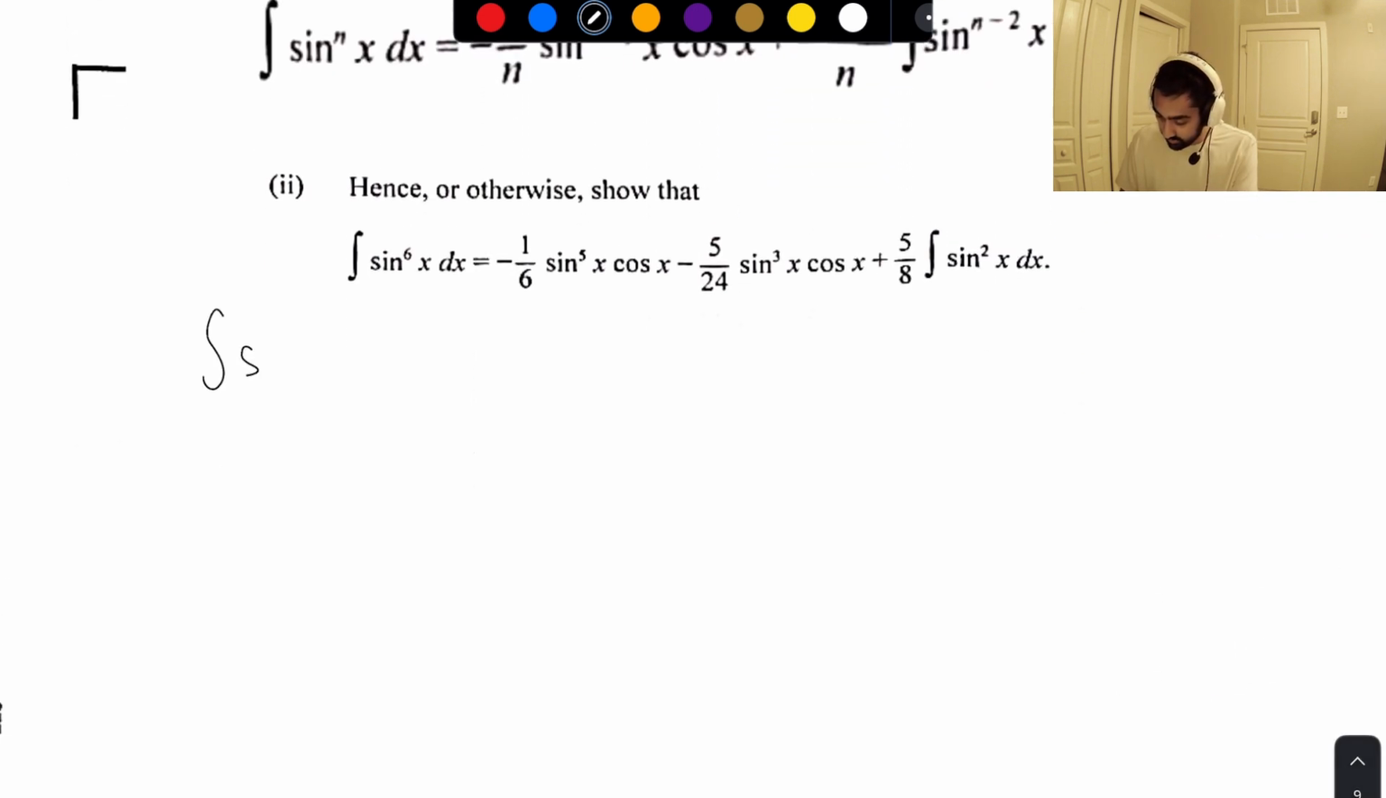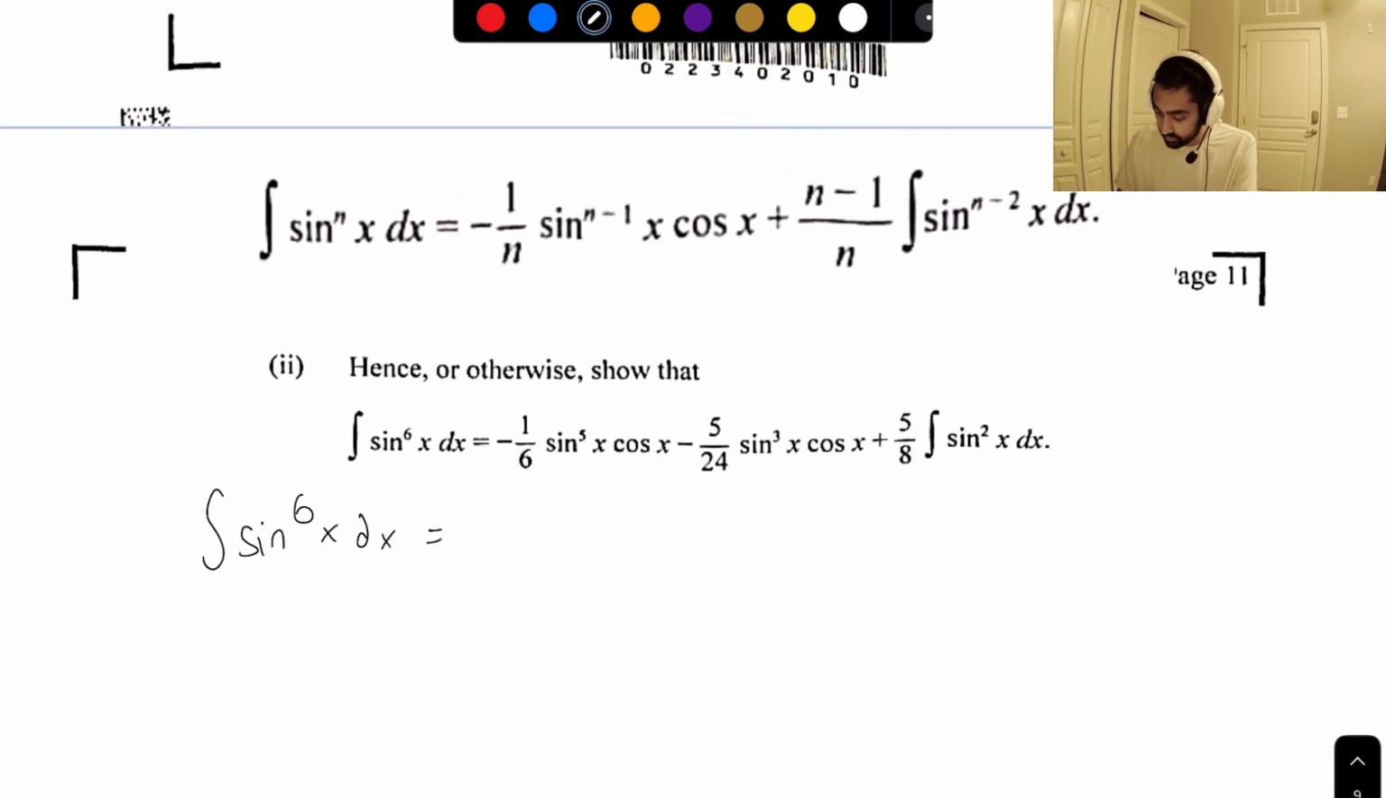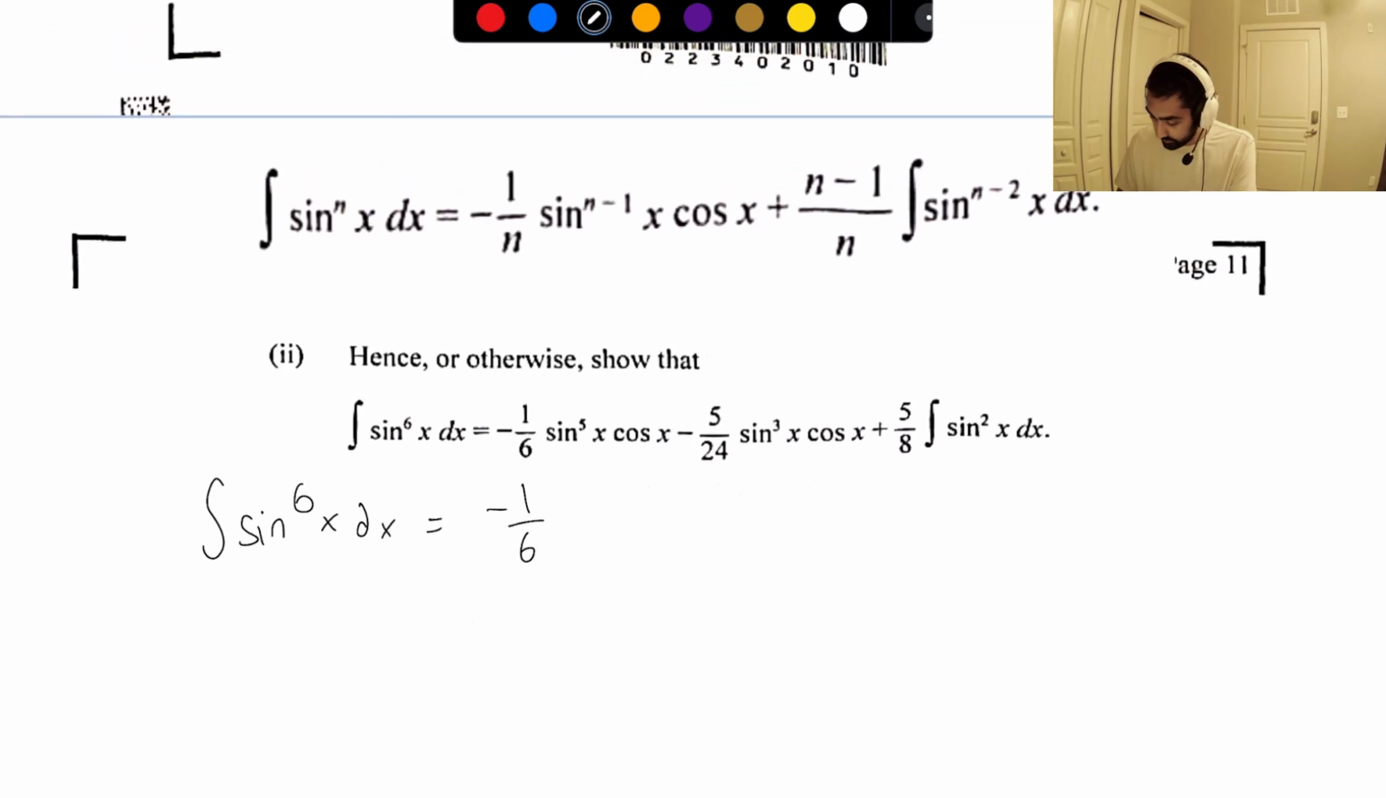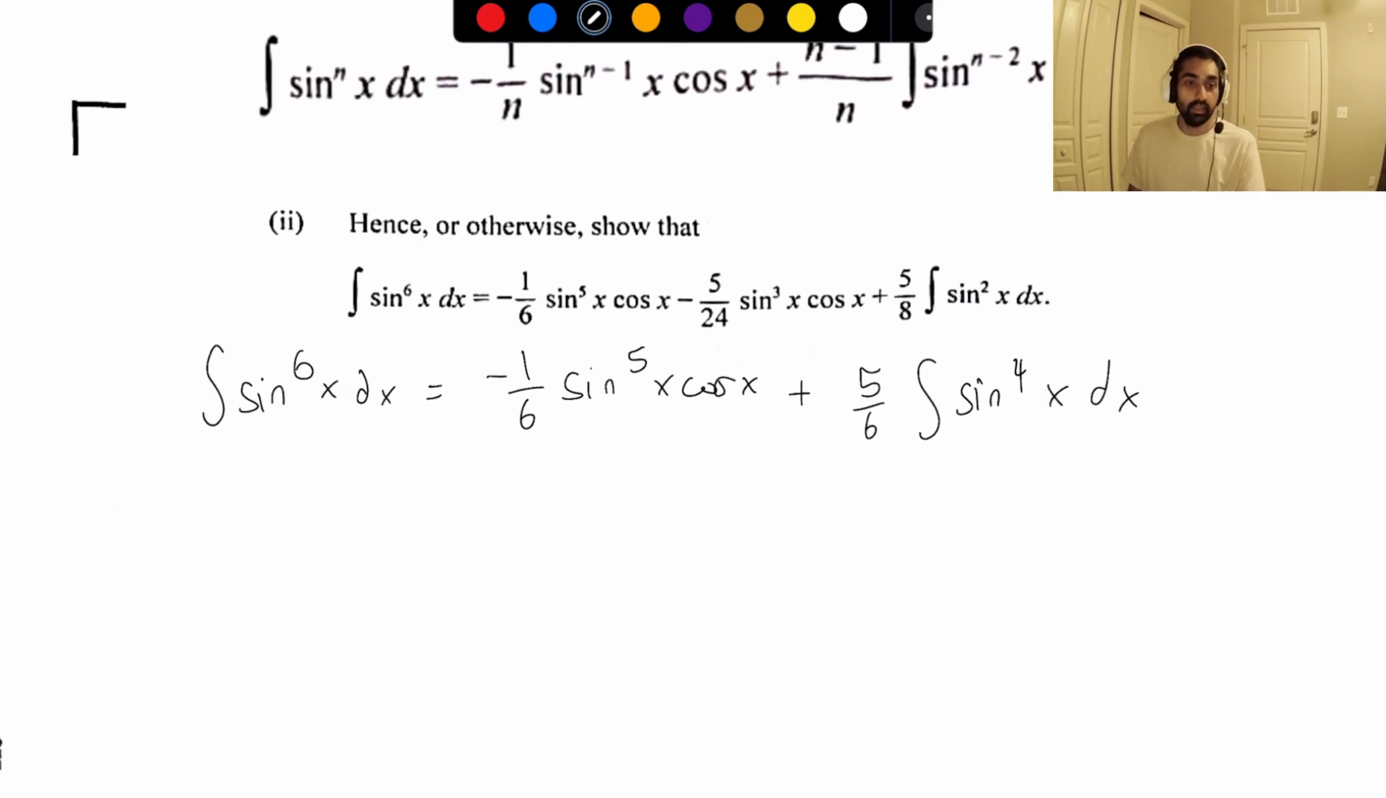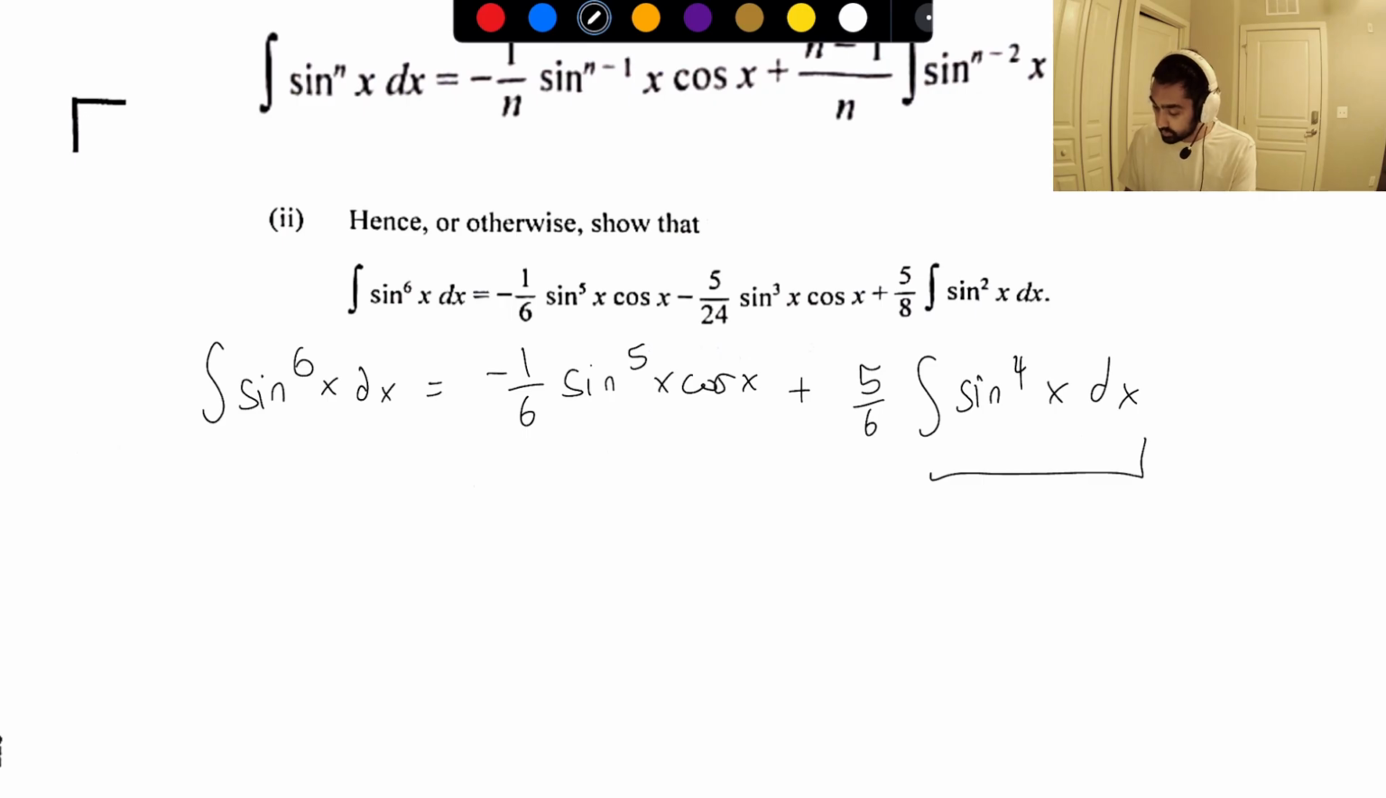All right, integral sine 6 x dx equals minus 1 over 6 sine to the 5 x cosine x plus 5 over 6 integral sine to the 4 x dx. That's just the formula with n equals 6. The next step I'm going to do is the formula again, but with n equals 4, and put what I get there in place of this integral sine to the 4 x.